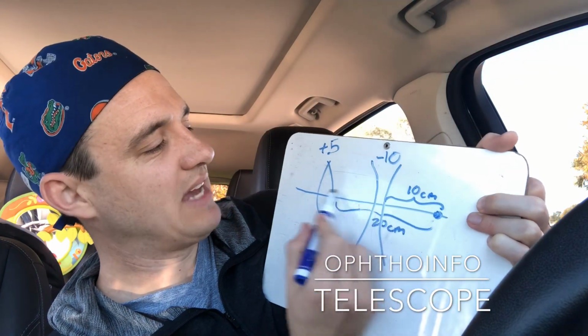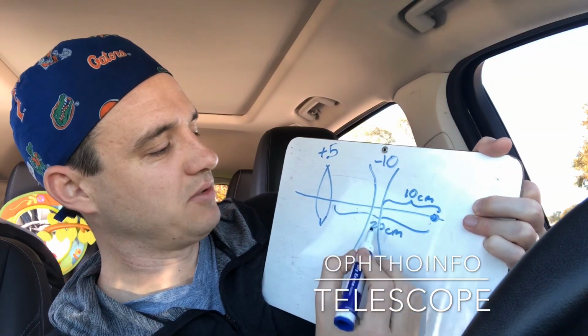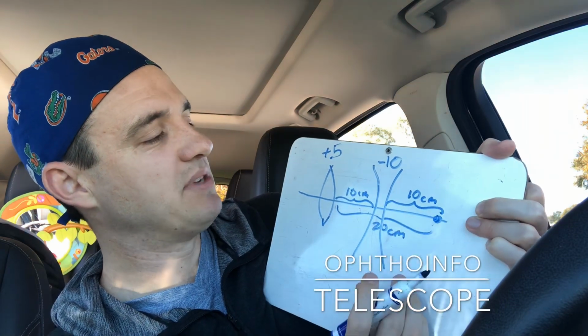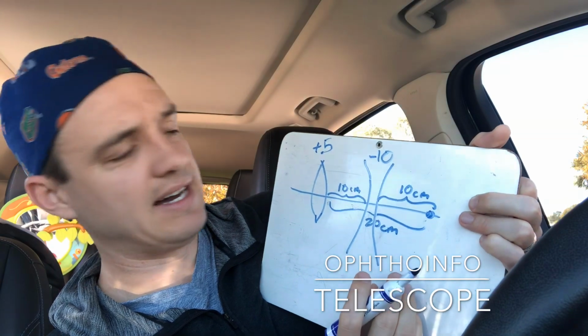And so how far apart do I hold these things? Well, 20 minus 10 is 10. So just 10 centimeters is the distance between the two lenses.